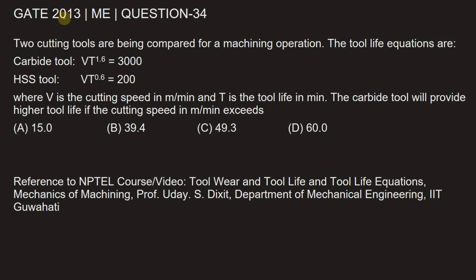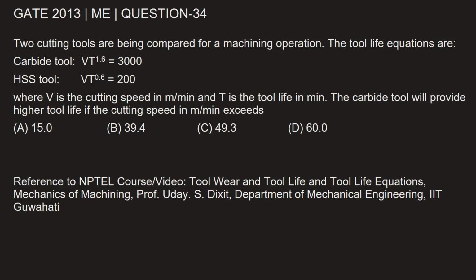This question is from GATE 2013, Mechanical Engineering paper, question number 34. Two cutting tools are being compared for a machining operation. The tool life equations are: carbide tool has VT^1.6 = 3000, HSS tool has VT^0.6 = 200, where V is the cutting speed in meter per minute and T is the tool life in minutes. The carbide tool will provide higher tool life if the cutting speed in meter per minute exceeds dash.